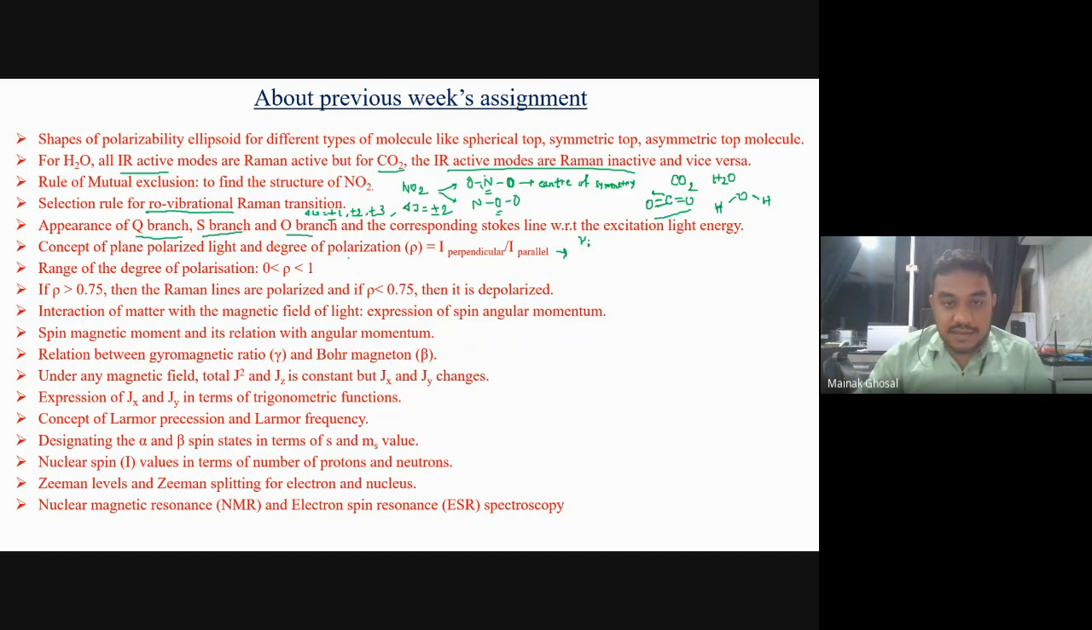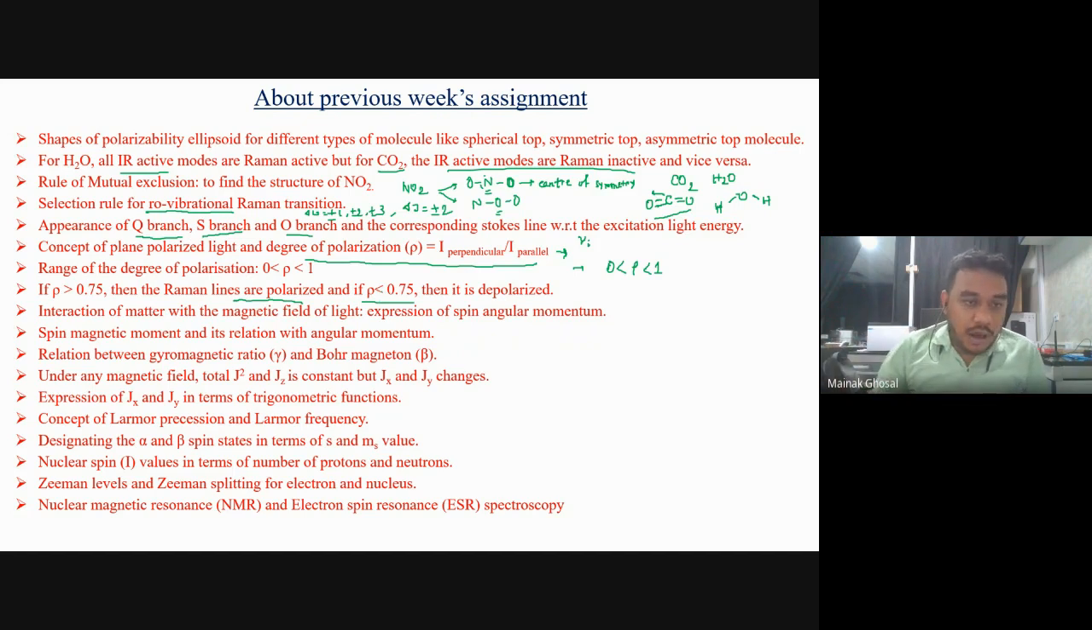It is calculated as degree of polarization rho, which is defined as I perpendicular by I parallel. And it was shown that its minimum value could be 0 and maximum value could be 1, so its range is from 0 to 1. And if this rho is greater than 0.75, then it is called that the Raman lines are polarized. If it is not polarized, then the rho value you will get will be less than 0.75. This is just a statement.